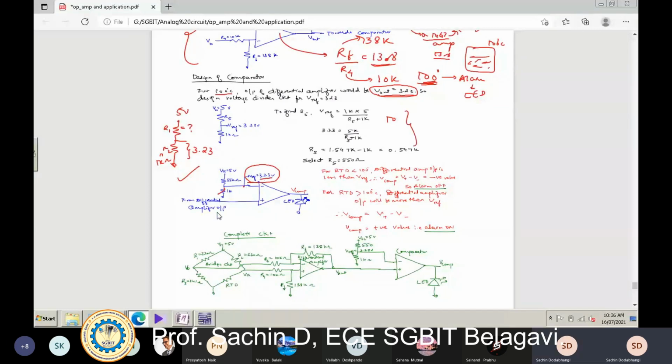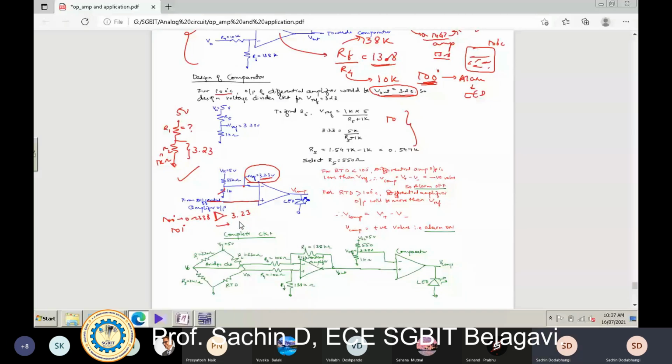So this input is from the differential amplifier output, and this other input is the reference voltage of 3.23. Suppose it is 100 degree centigrade, I received 0.2338, which was given to the differential amplifier, and the output of the differential amplifier was 3.23. Suppose I take more than this, 101 degree centigrade, then of course this voltage will be more. The output of the differential amplifier will be more than 3.23.